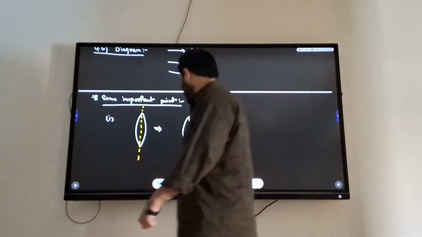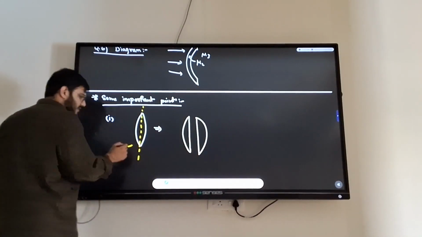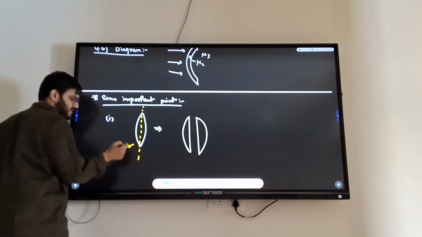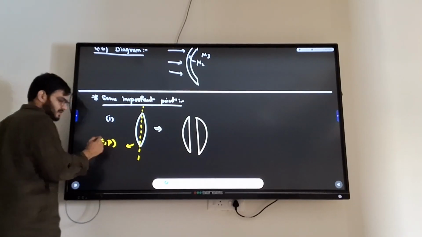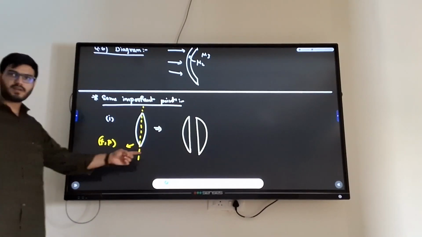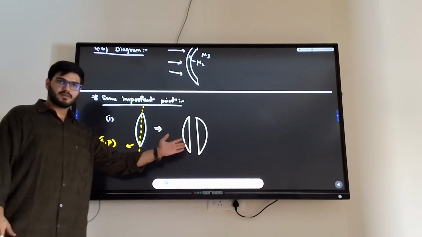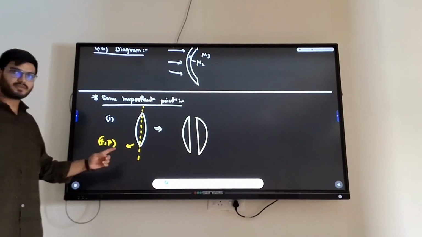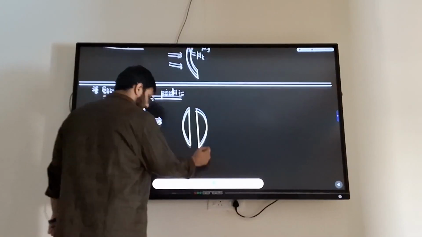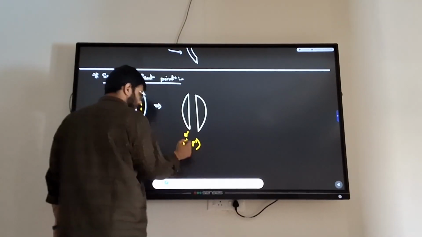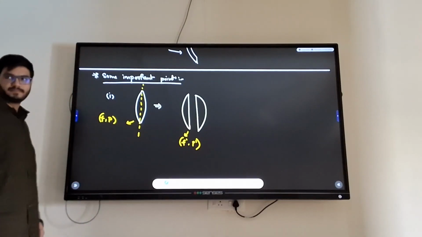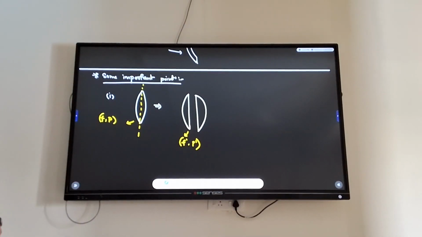So if we have an initial setup like this, and let's say the initial lens has a focal length f and power p, what will happen to the focal length and power here? We'll try to discuss that. So let's say the focal length and power here is f dash and p dash. Let's try to get that. What will be the value? Then what is the formula for focal length? Do you remember?